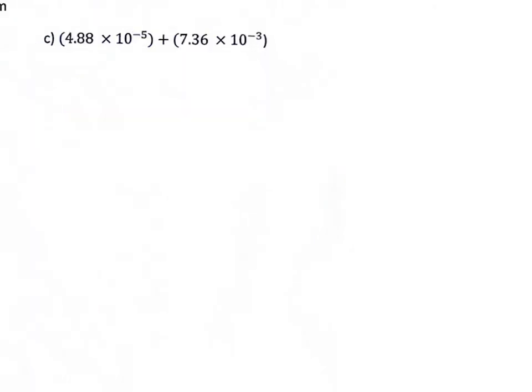Example C. We've got 4.88 times 10 to the power of minus 5. We'll change that first of all. If it's a minus, it's going to be a decimal number. And because it's the 5, that means there's going to be 5 zeros in total. So it's going to be 0.0000. So we've 5 in total. 1, 2, 3, 4, 5. And then 488.